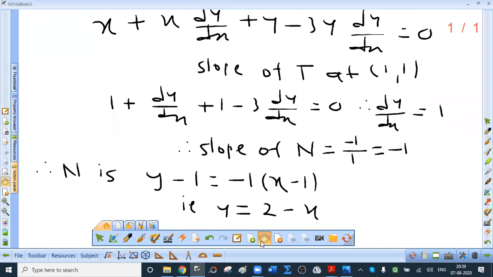See, at this point normal is drawn. I'll show you. I'm not saying this is the case in this curve, but suppose this is tangent, this is normal. See, normal is again intersecting the curve. Okay, so we have to just verify this.